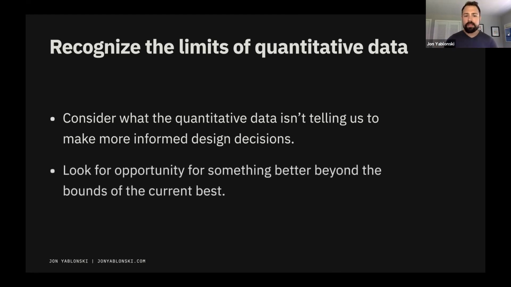We can also look for the opportunity beyond the bounds of the current best. Quantitative data, a lot of times, will tell us what people are doing at that moment, at that time, with the current solution. What it's not really telling us is what's beyond that. What could be better than the current best scenario?